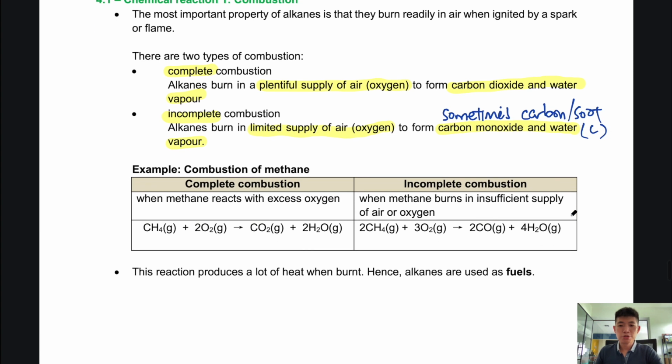The table below shows the differences in the equation when you write for complete and incomplete combustion. Because they burn readily and release energy when they are burnt, which is an exothermic reaction, alkanes are commonly used as fuels.